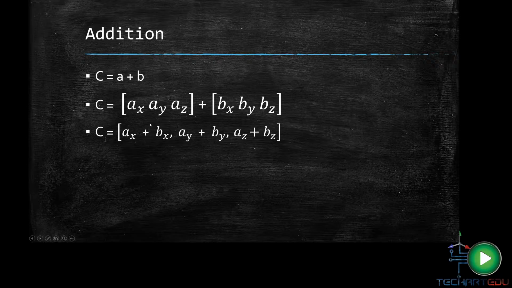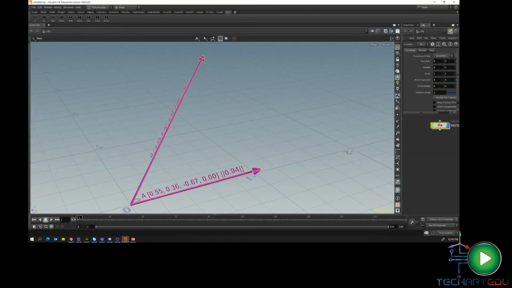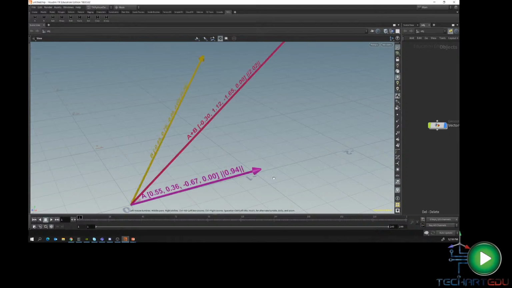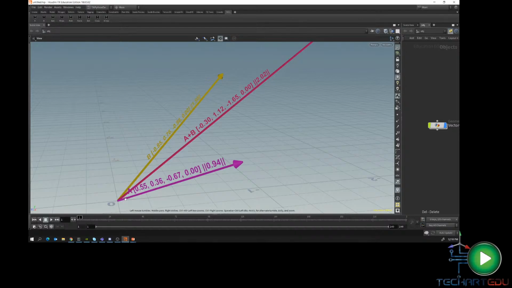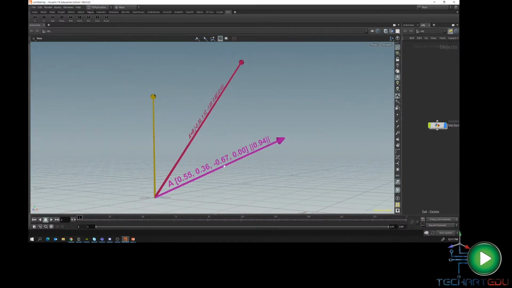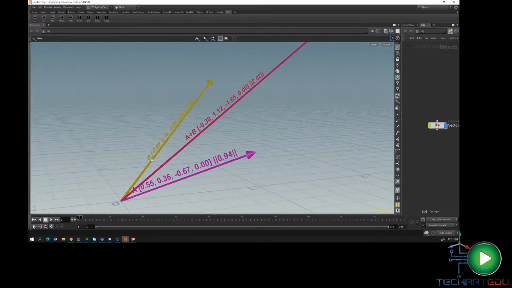Well, addition of vectors is done simply by adding the corresponding components. So you would add ax plus bx, ay plus by, and az plus bz, and those would be your brand new components. Let's see what that would actually look like in Houdini. Here vector A is the magenta, B is in yellow, and AB is the addition of corresponding components to each other.